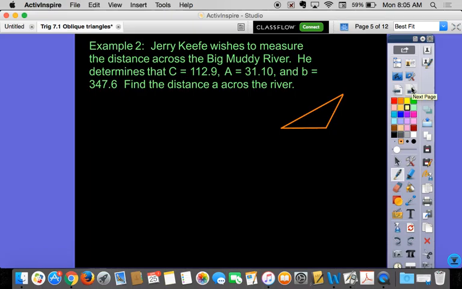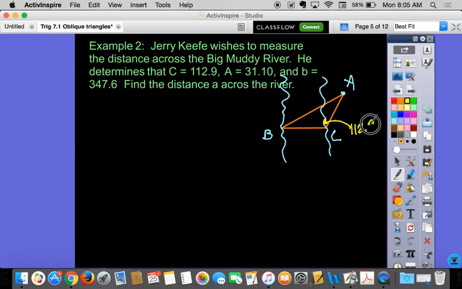Okay. Now, you will be getting some problems where you have word problems. And in this one, there's a river coming through here. There's a set thing over here. I do believe this is A. This is C, this is B. He comes through here and he says this angle right here is 112.9. This angle is 31.10. And little b, this side, is 347.6. Find the distance across the river. Well, the distance across the river is right here. That is little a, right?